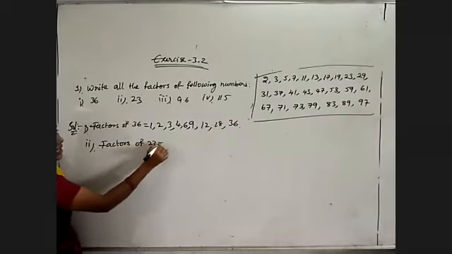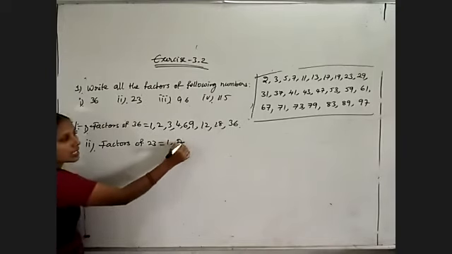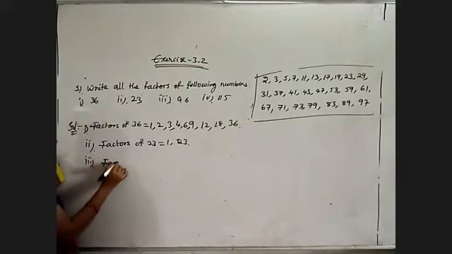Factors of 23: 23 is a prime number. Observe, it must have only two factors, that is 1 and 23. Next, third question: factors of 96.